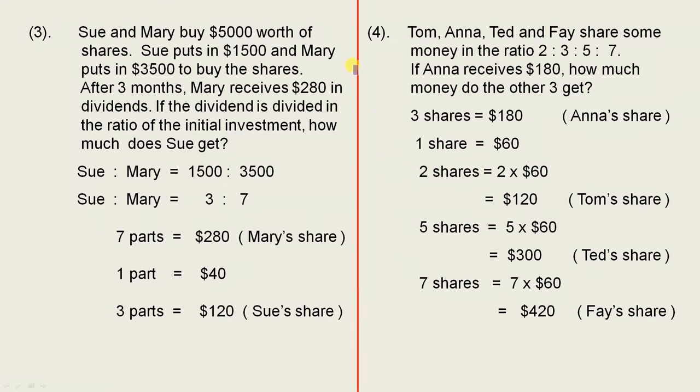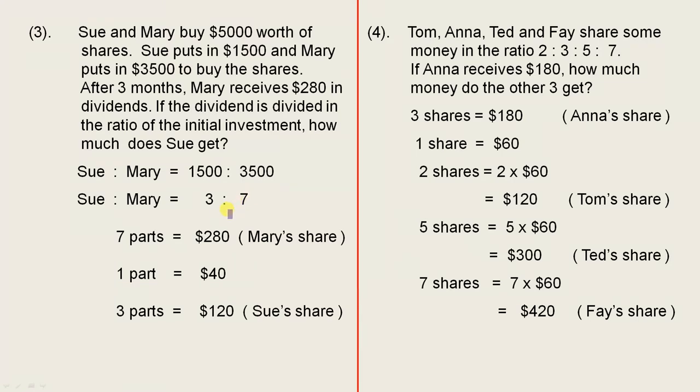Sue and Mary buy $5,000 worth of shares. Sue puts in $1,500 and Mary puts in $3,500 to buy the shares. After 3 months, Mary receives $280 in dividends. If the dividend is divided in the ratio of the initial investment, how much does Sue get? So for the initial investment, Sue is to Mary is $1,500 to $3,500. That's 3:7.